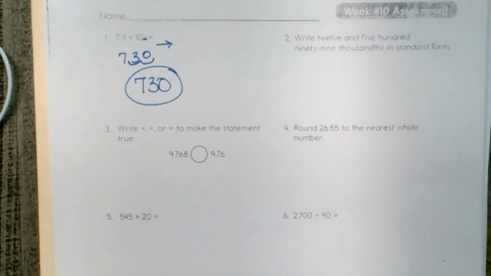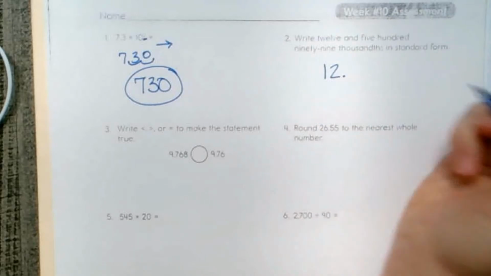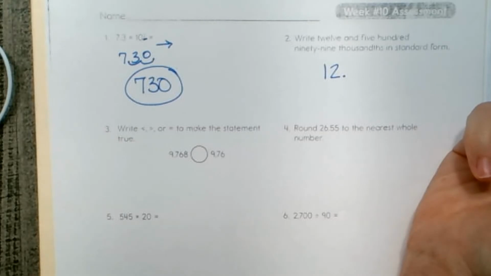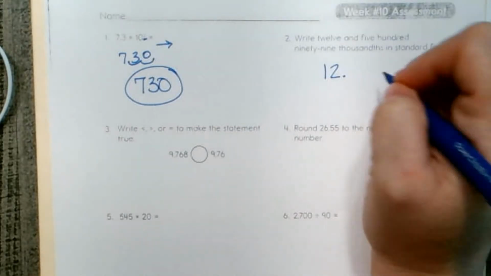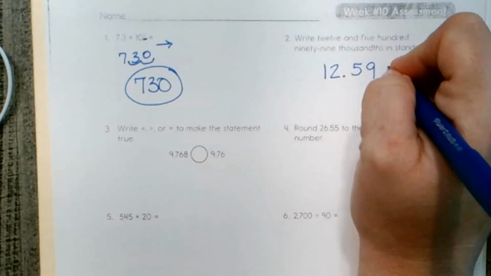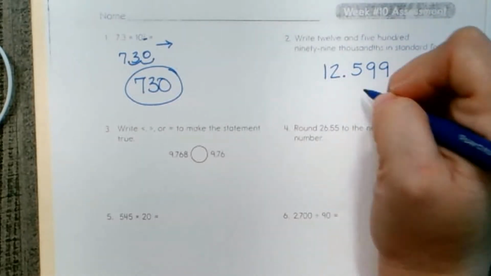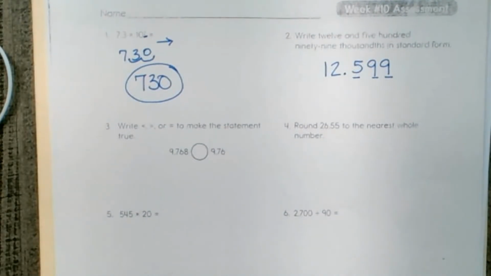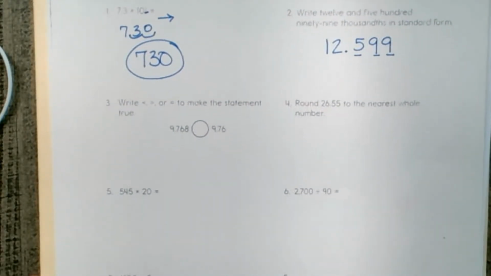Right, 12 and 599 thousandths. Now, tenths, hundredths, thousandths. So we know that that's correct because it ended in the thousandths, which is what it says.